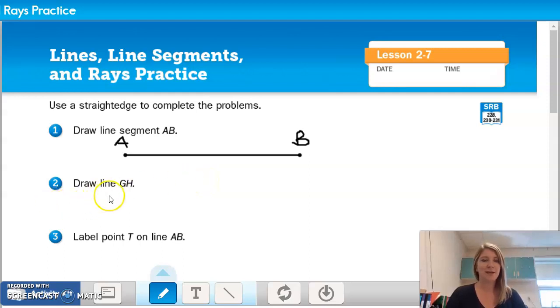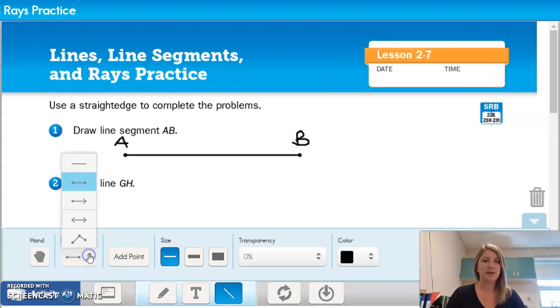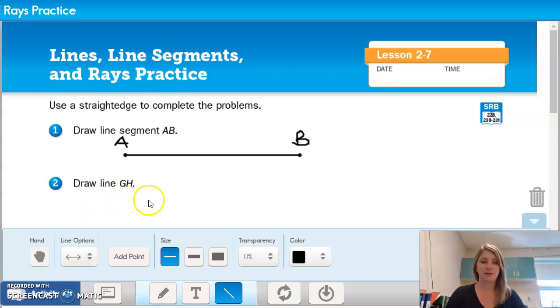We got to draw. Number 2, we want line GH. So what tool do I want for this? I'm going to go over here. I don't want the one with points because that has a beginning and an end. Lines go on forever, so I want arrows. All right, so when I draw line GH, boom.